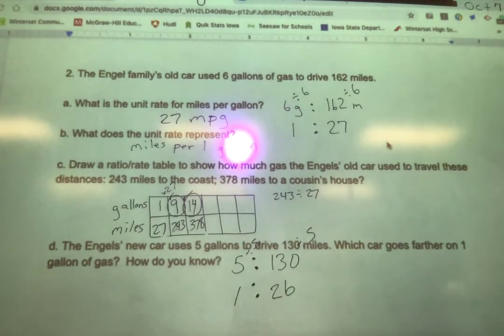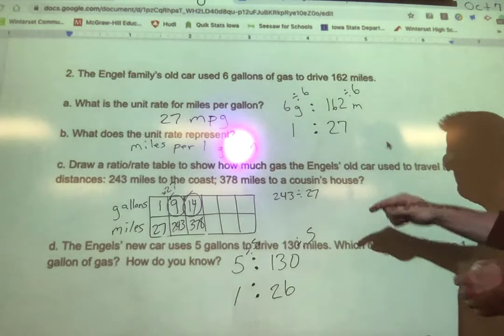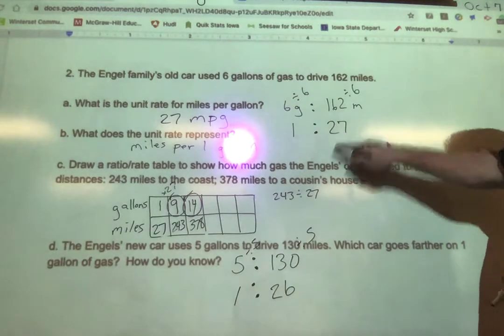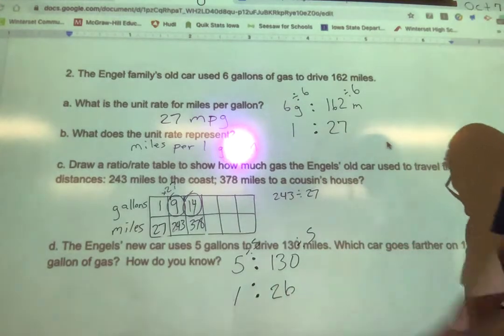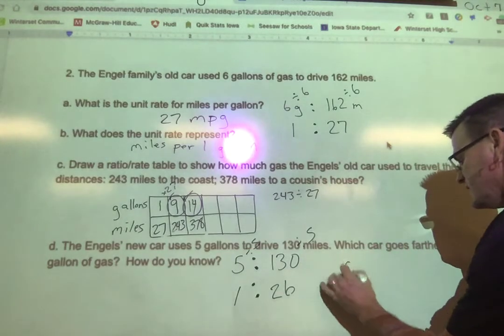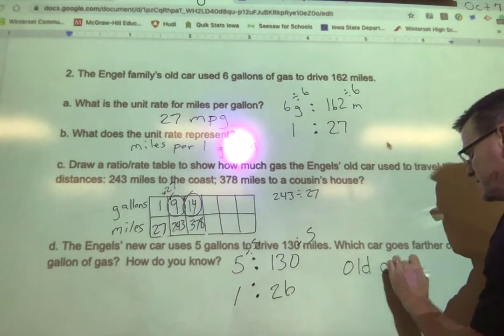So which car goes farther on 1 gallon? In other words, which one gets better gas mileage? And how do I know? Well, my old car went 27 miles on 1 gallon, and the new car goes 26 miles. It's pretty close, but not quite as much. So which car goes farther? You would say the old car.